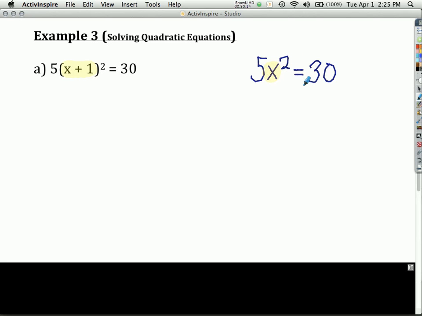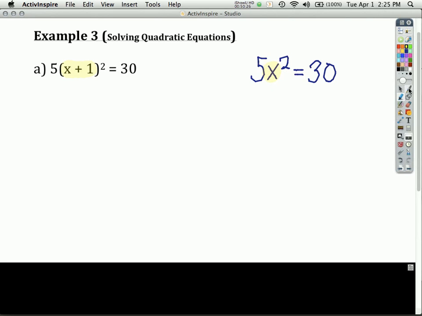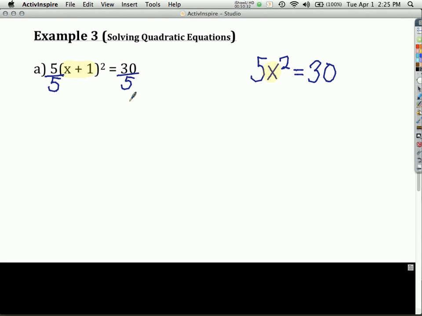So what would we do here in this version of my question? What would we do here? Alexandra? Good. So that's actually what we're going to do. Divide both sides by 5. So we're going to divide by 5 here and here. This is going to disappear for us, which is what we wanted. We're going to be left with x plus 1 squared equals 6.